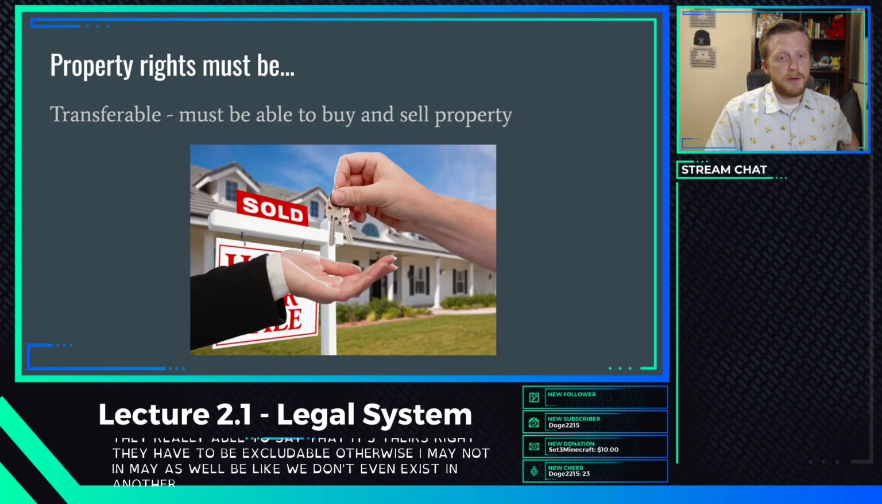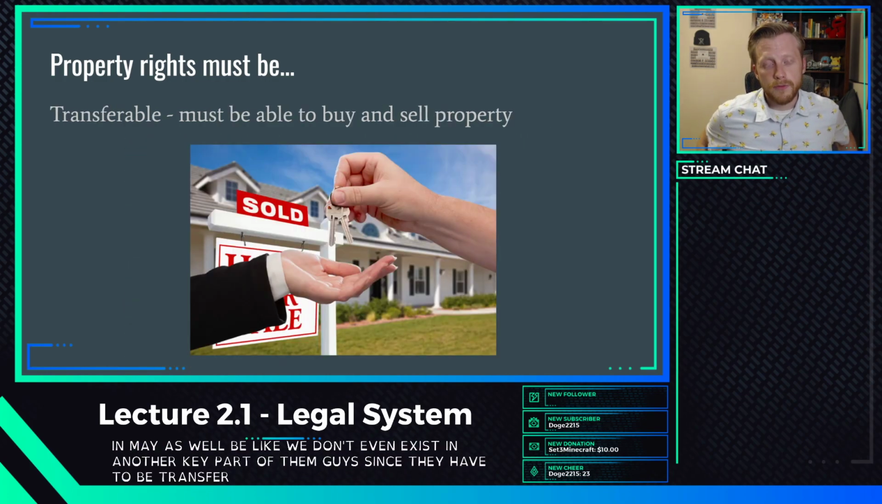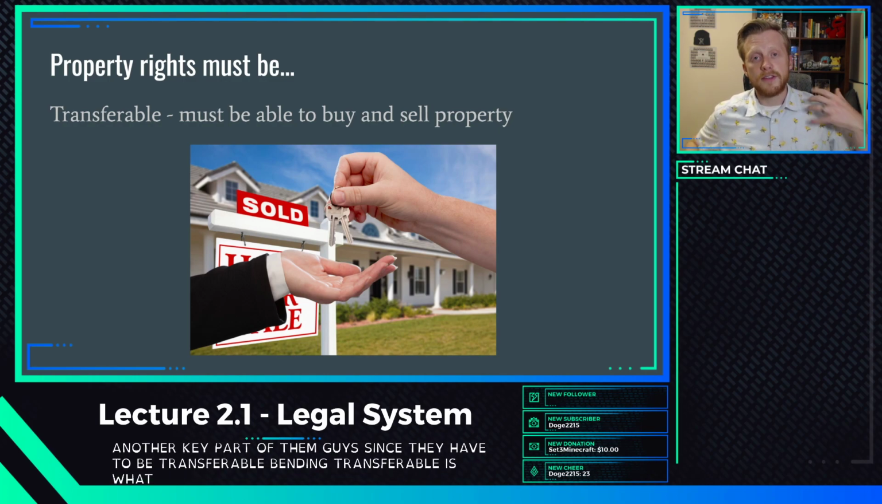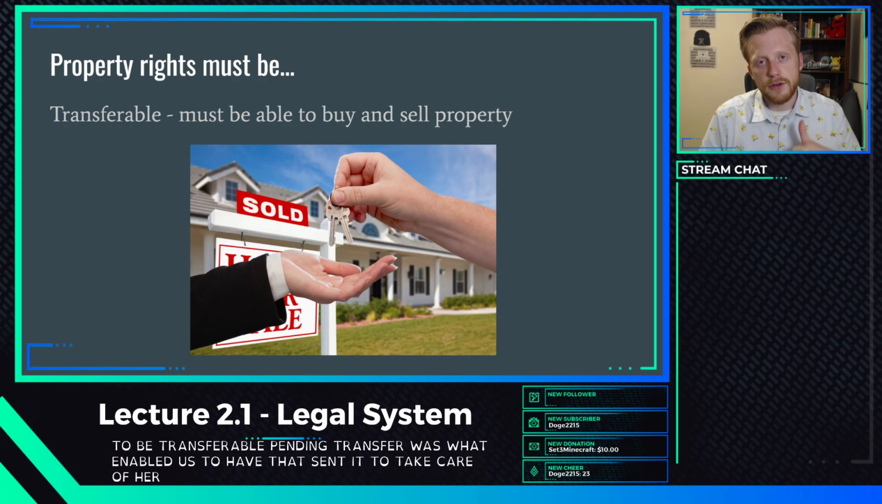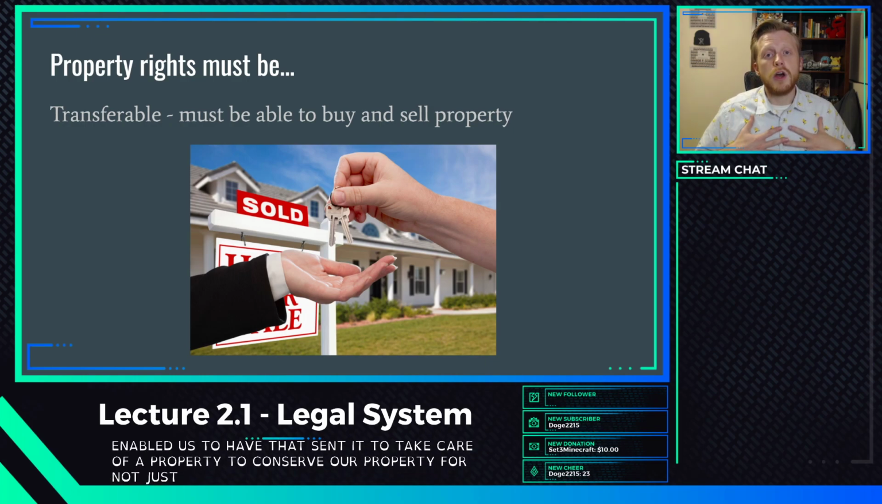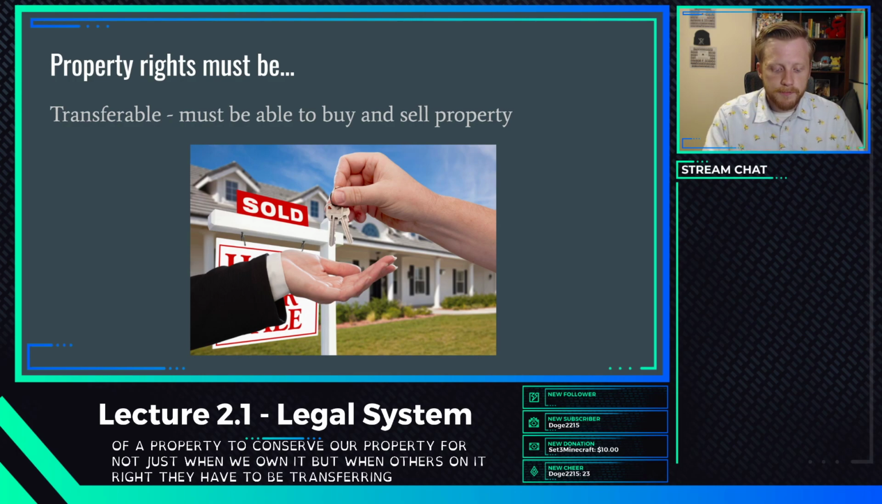And another key part of them, guys, is that they have to be transferable. Them being transferable is what enables us to have that incentive to take care of our property, to conserve our property, for not just when we own it, but when others own it. Right? They have to be transferable.